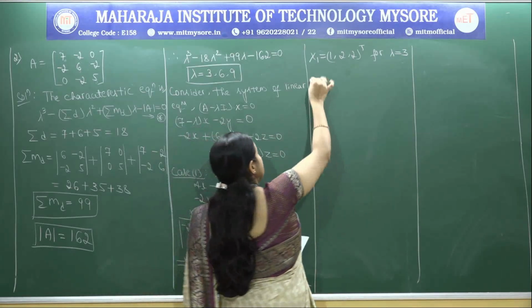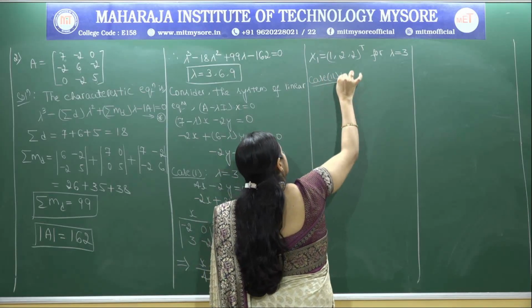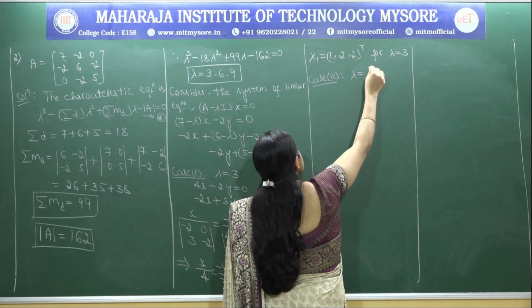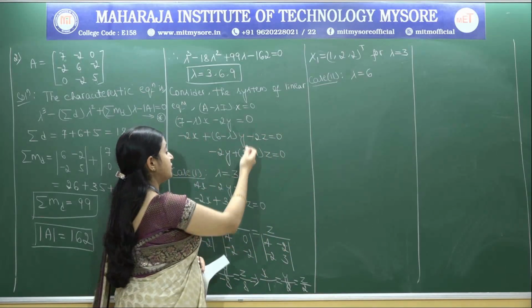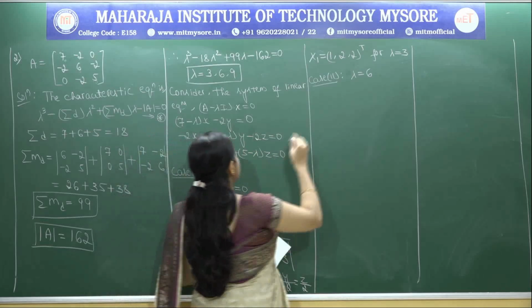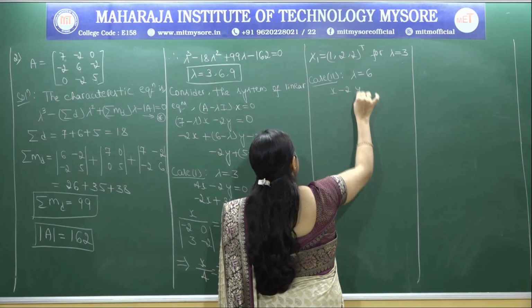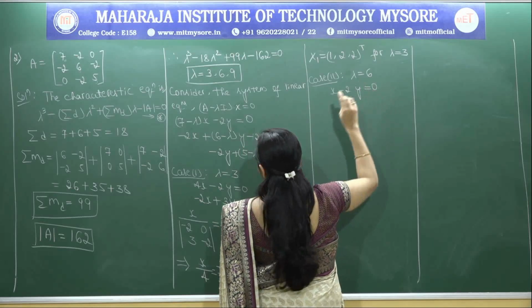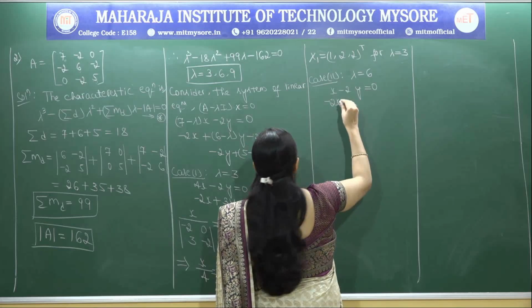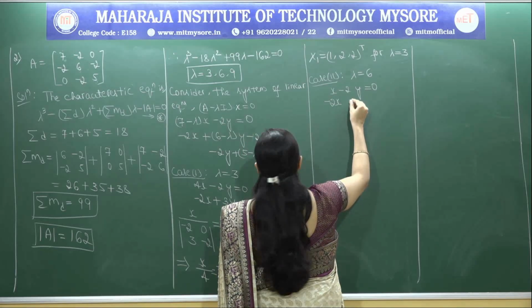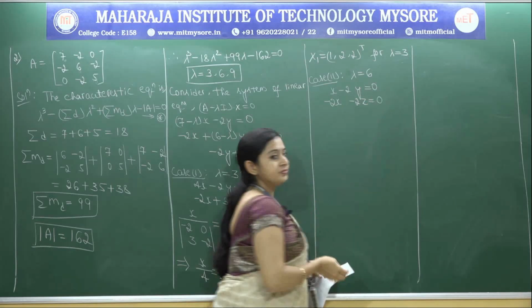Similarly, case 2: put lambda equals 6 into the system of linear equations. The first one, you will get x minus 2y. I consider the first and second equation only, though you can consider the third equation also. So 6 minus 6, you will get 0, minus 2z equals 0.